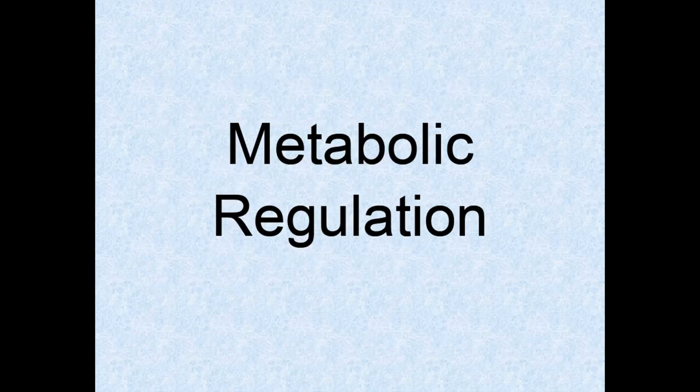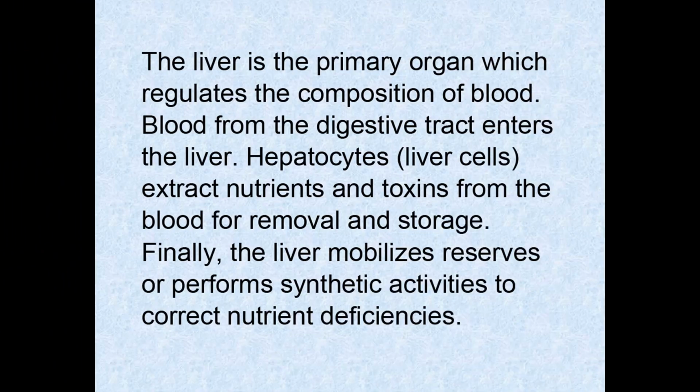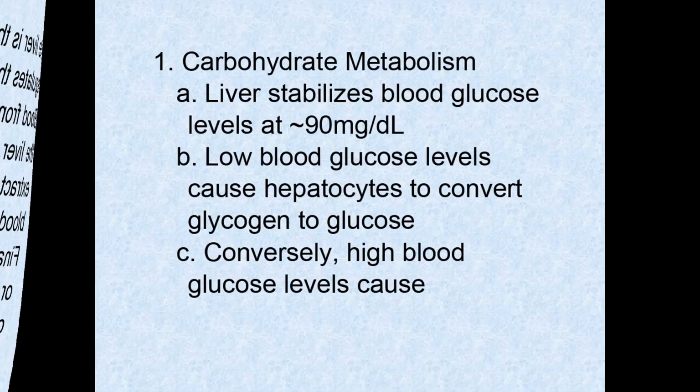Metabolic regulation. The liver is the primary organ which regulates the composition of blood. Blood from the digestive tract enters the liver. Hepatocytes, or liver cells, extract those nutrients and toxins from the blood for removal and storage. Finally, the liver mobilizes reserves or performs synthetic activities to correct nutrient deficiencies.